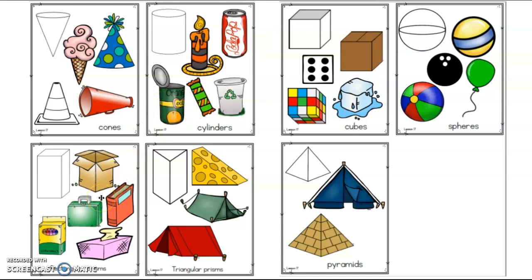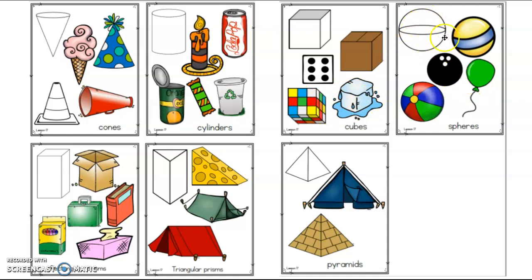Then down here for rectangular prism, you could find things like a box, a tall box, a book, a Kleenex box, a suitcase, a crayon box. Triangular prisms would be like a piece of cheese or a tent. A cube, there's that dice. A cube could be, there's another box. So we have to look at the difference, because remember, a cube is square on all sides. And this box looks like it's taller. So it's a rectangle on these flat surfaces and then a square on the top. Ice cube, a Rubik's cube.